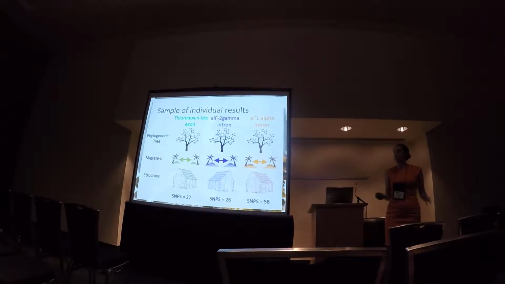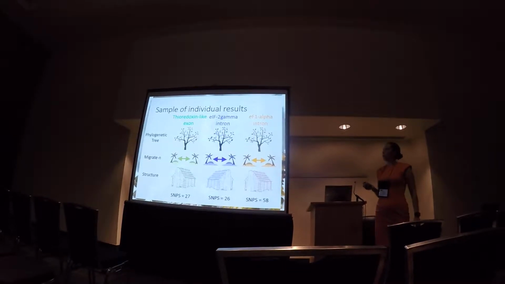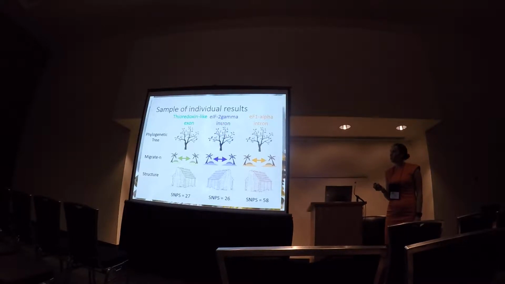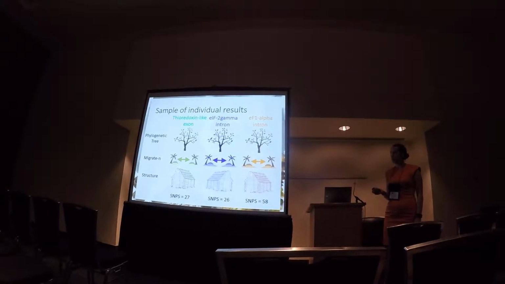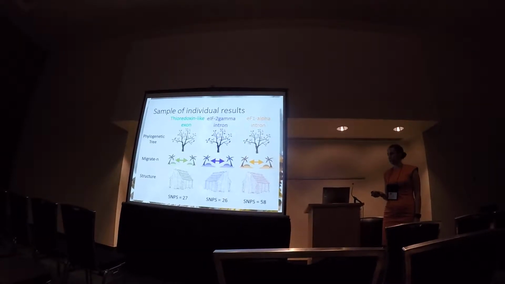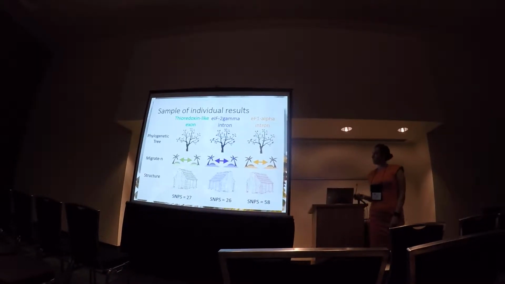So I'm going to show you a sample real quick of what we saw in these discordant loci. We have 3 examples. They're a thioredoxin-like exon, an EIF2 gamma intron, and an EIF1 alpha intron. I'm going to show a phylogenetic tree, then some sample Migrate-N results, and then some sample STRUCTURE results. And this is just the number of SNPs that was in each of these loci.